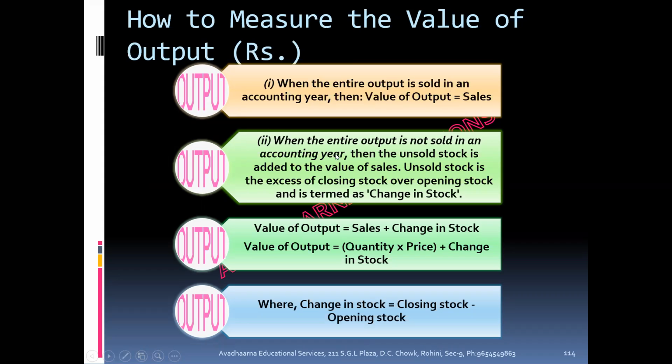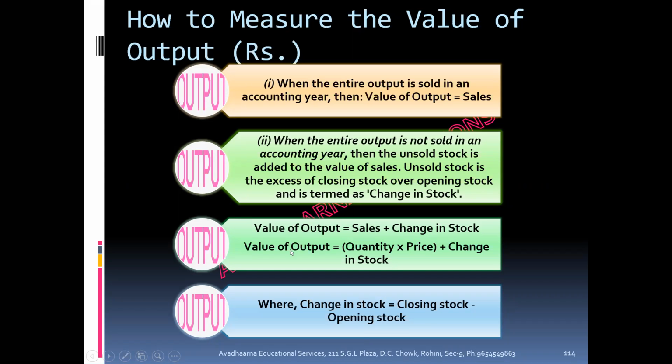Now, when the entire output is not sold in an accounting year, there is going to be some unsold stock, and that unsold stock is added to the value of sales. Unsold stock is the excess of closing stock over opening stock and is termed as change in stock. So change in stock is closing stock minus opening stock. Value of output is equal to sales plus change in stock.